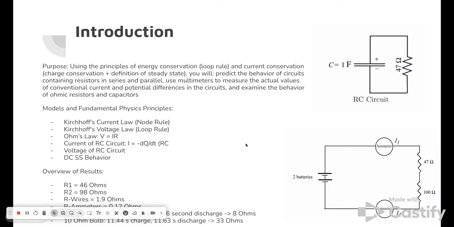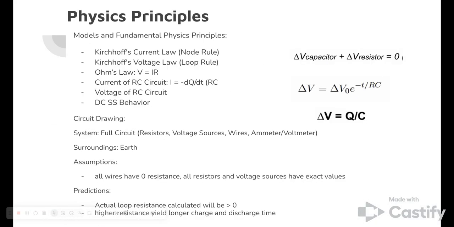Here's a quick overview of our results, all of which we'll go through later in this lab. Here is the RC circuit, and this is the other experiment that we conducted. Like I said, here are the physics principles. We used Kirchhoff's current law, known as the node rule, and his voltage law, known as the loop rule. And then Ohm's law, where V equals IR.